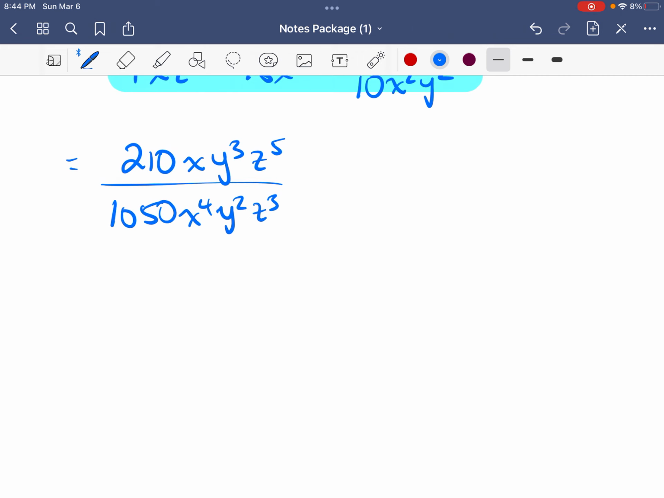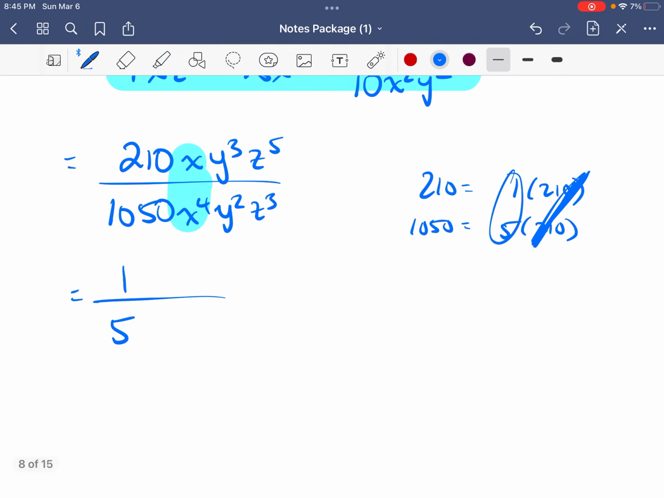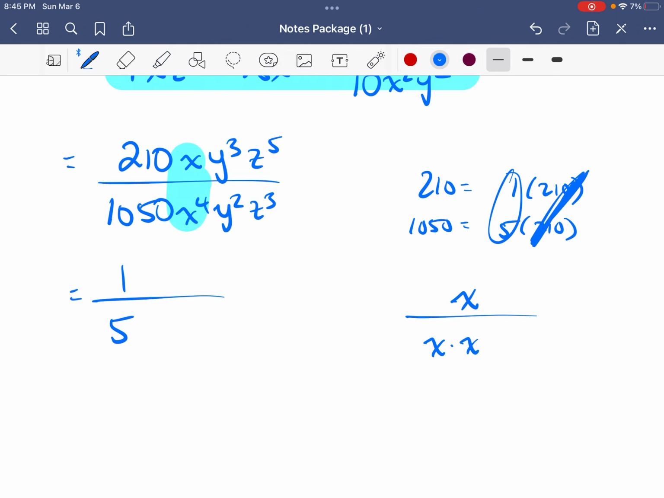Now 210 and 1050 will reduce by 1 over 5, meaning that 210 is 1 times 210, and 1050 is the same as 5 times 210. So those two 210s will simplify, and you're left with 1 over 5. Then we can simplify the x and the x^4. One of the x's simplifies. You're still left with x cubed in the denominator.